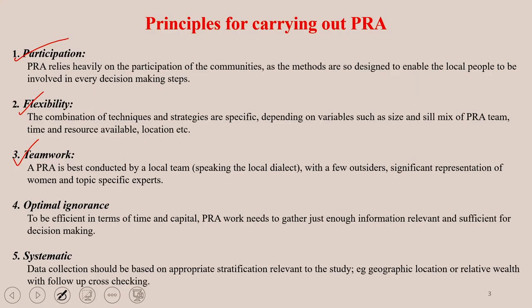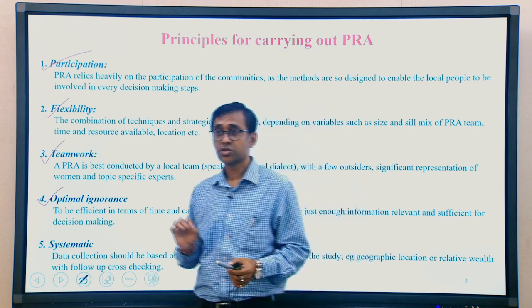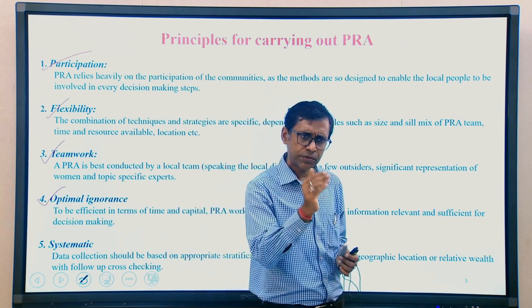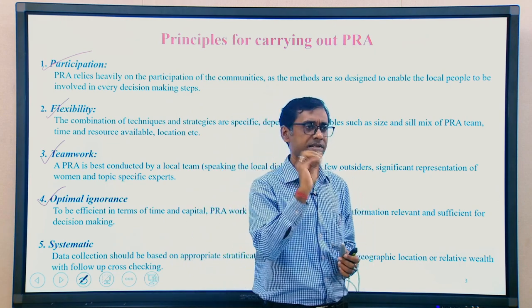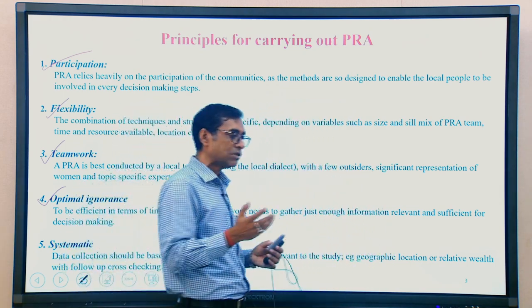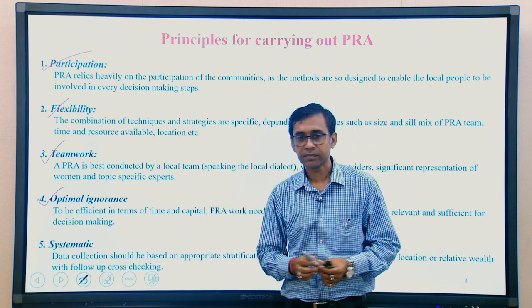Okay? Then the fourth principle is optimal ignorance. In the previous class, I discussed the importance of ignorance. To be efficient in terms of time or your resources, money, PRA work needs to gather just enough information which is relevant and sufficient for your decision making. So a little bit of ignorance is okay, because unnecessarily collecting too much information will probably lead you nowhere, but you will end up spending your time, energy and money.